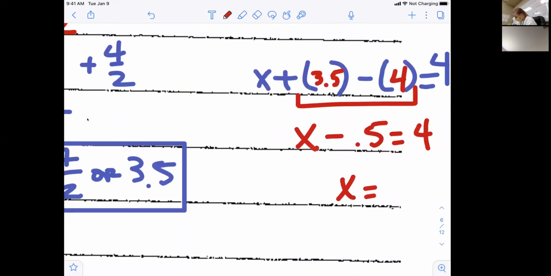X equals 4.5. If you wanted to keep it as decimals, it would have been minus 1/2. And then we could make it 9 over 2. Those are the same thing. Is that what we got last time? Is that what we got that the answer should be? Yeah? Awesome. Okay.